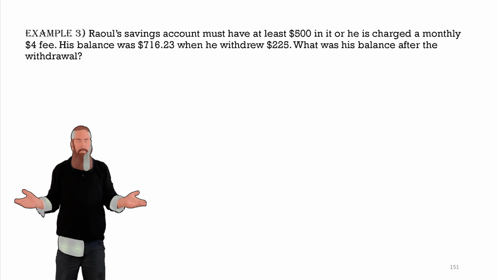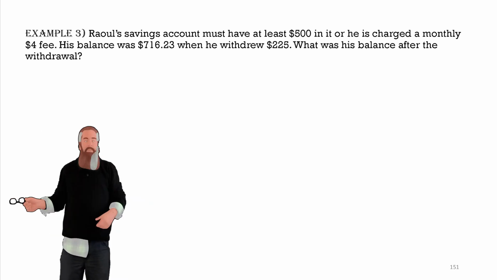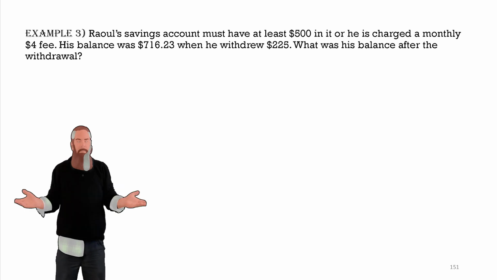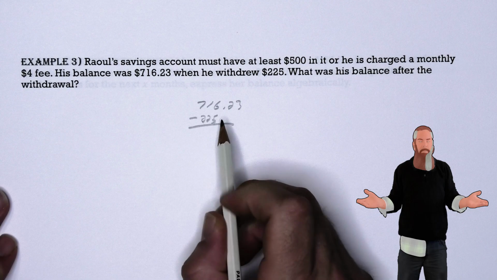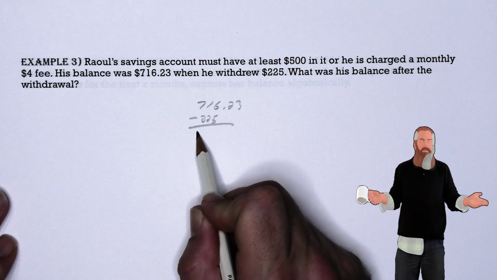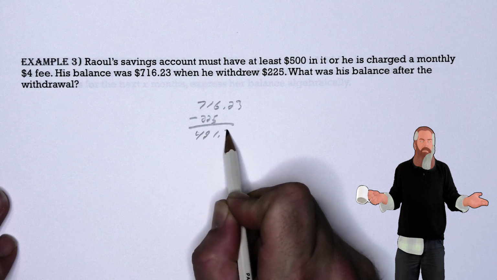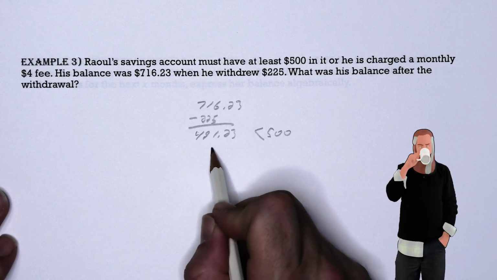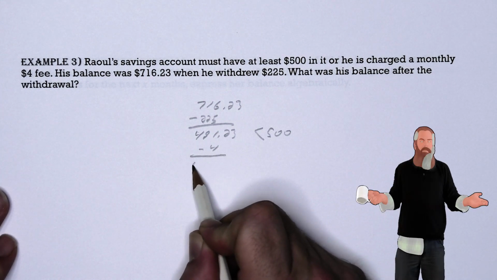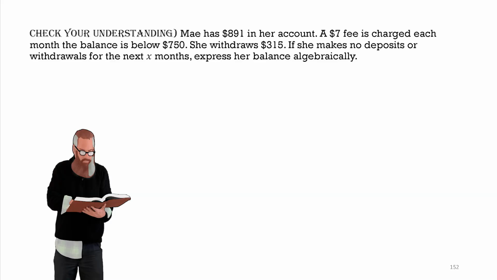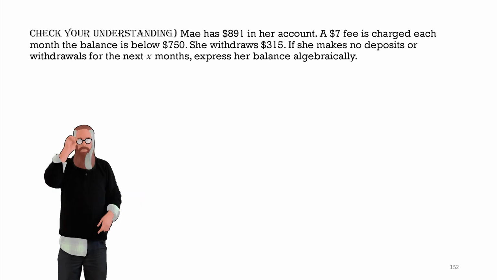Raoul's savings account must have at least $500 in it, or he's charged a monthly $4 fee. His balance was $716.23. When he withdrew $225, what was his balance after the withdrawal? Well, he had $716.23, withdrew $225, leaving him at $491.23, which is unfortunately less than $500, so he has a $4 fee, which now leaves him with $487.23.